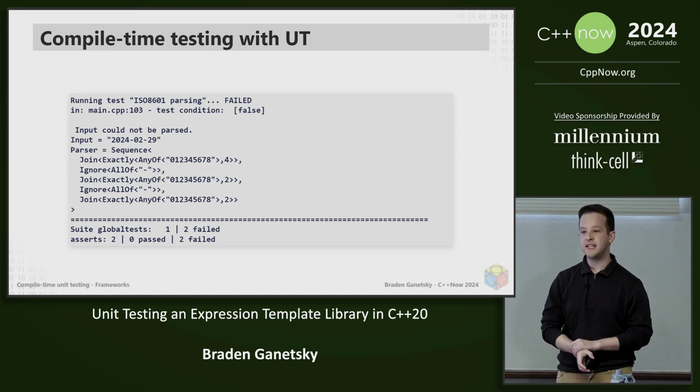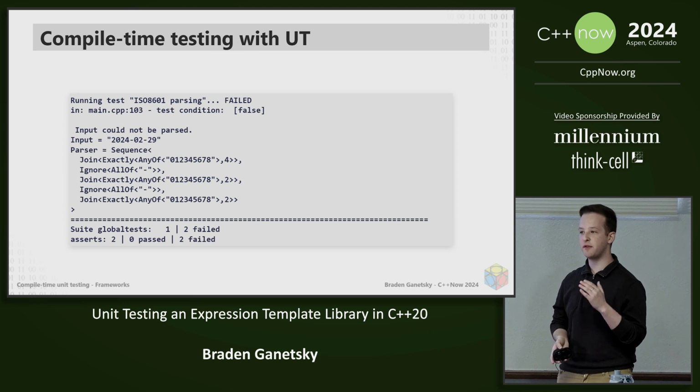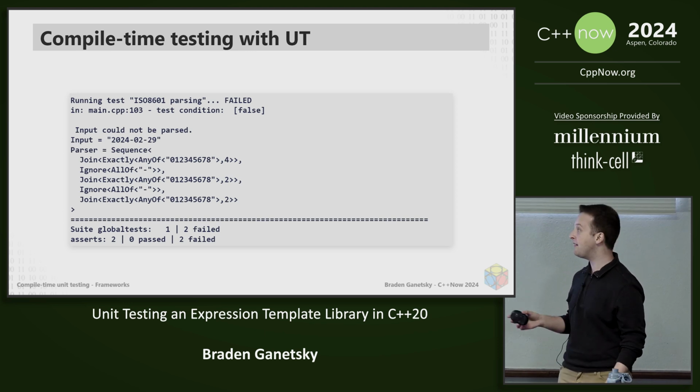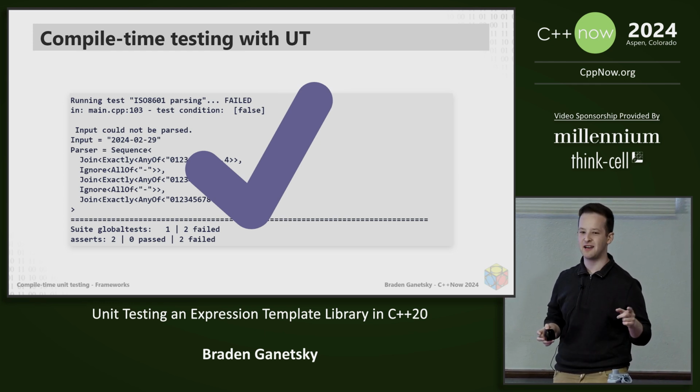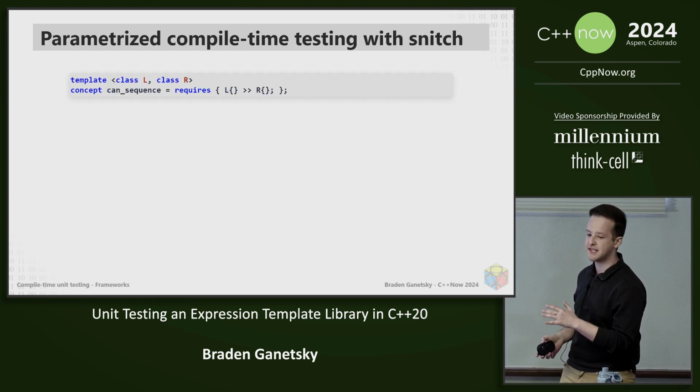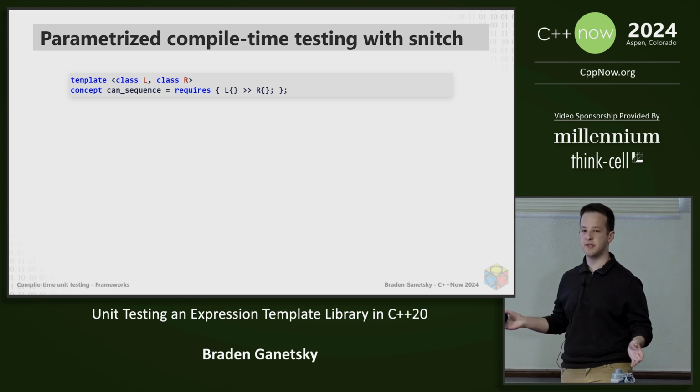The difference between UT and snitch is that snitch actually tells me whether the failure is coming from compile time or runtime. And I find that to be a very valuable feature. So I am giving UT a check mark, but I am going to continue the parameterized stuff with snitch. So I'll get to parameterized compile time testing with snitch.